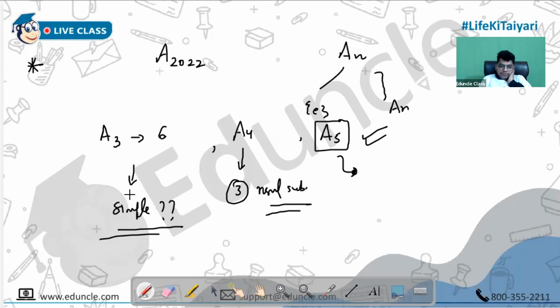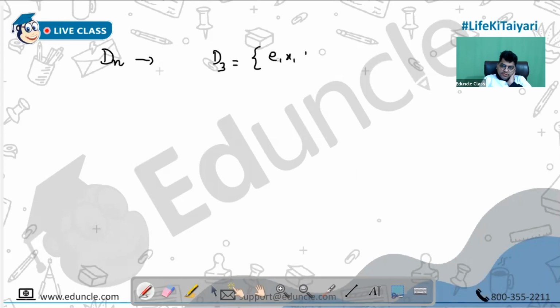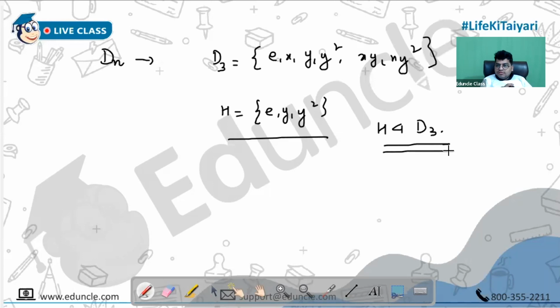See, if you say DN, going back, if you say D3, that is E, X, Y, X square. So D3 has a subgroup of index 2, an order 3 subgroup, E, Y, Y square. This is like H, and H is normal in D3. Yes or no? H is normal in D3, because index 2 is always normal.